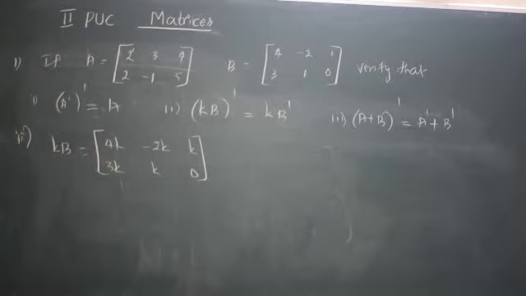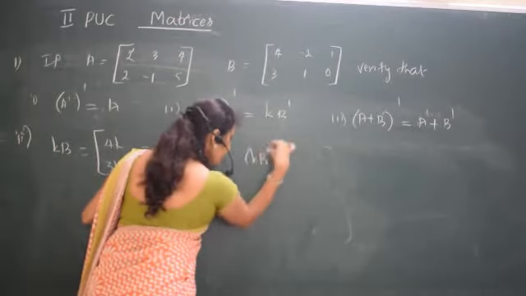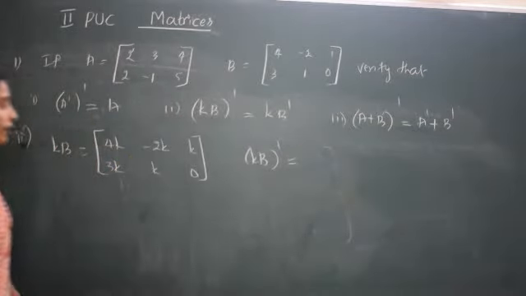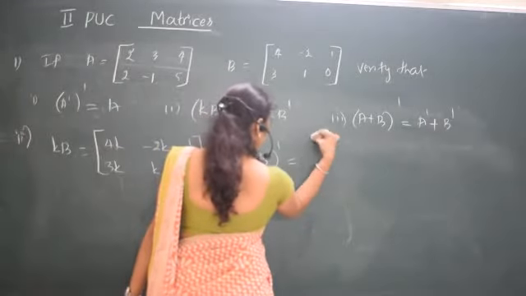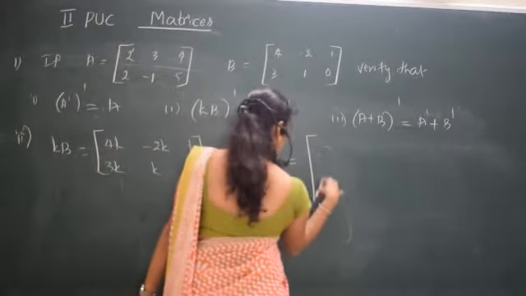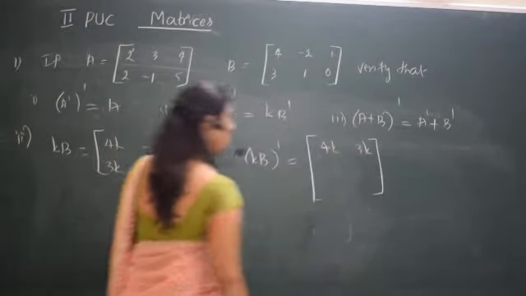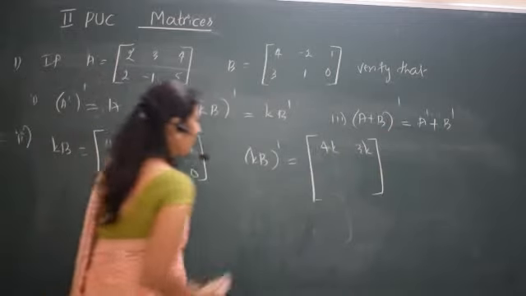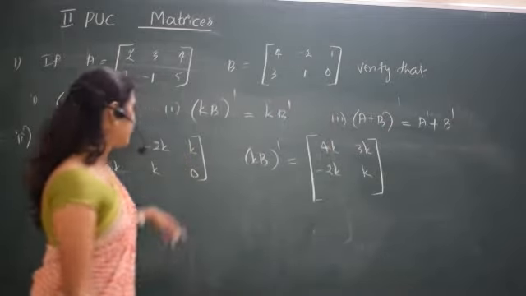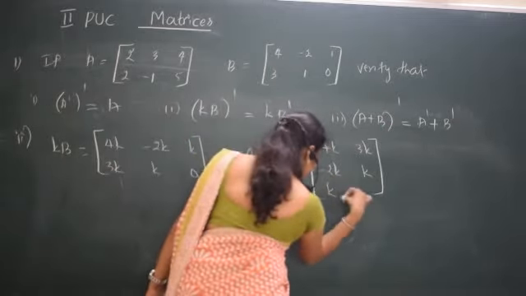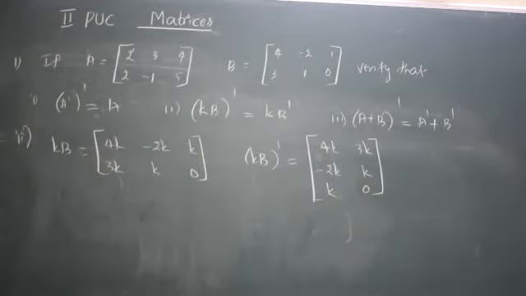Next, K into B whole transpose. The transpose of this will be 4K, 3K, minus 2K, K, then 1K and 0. So K into B whole transpose we have written.